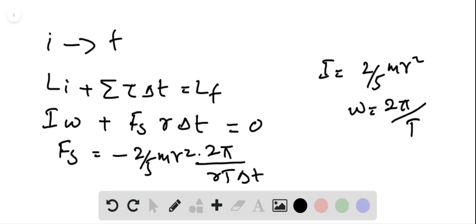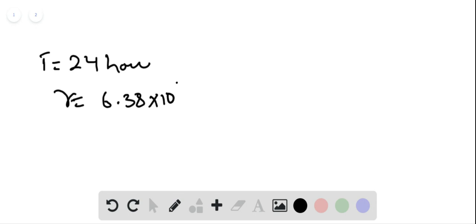Then we take the values for calculating the force. The Earth's rotation is in a counterclockwise direction, so we take this as positive. The Earth's rotational inertia is that of a solid sphere. We know the Earth's rotational period is 24 hours. At the equator, the perpendicular distance between Superman and the Earth's polar axis is equal to the Earth's radius R, which is 6.38 times 10 to the power 6 meters. The Earth's mass M is 5.97 times 10 to the power 24 kg.